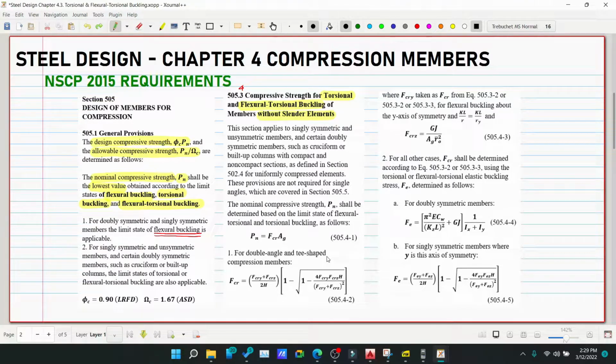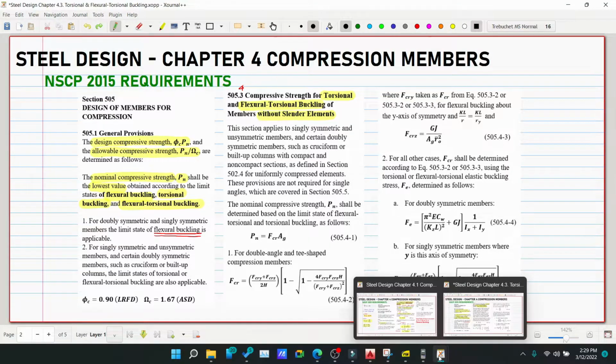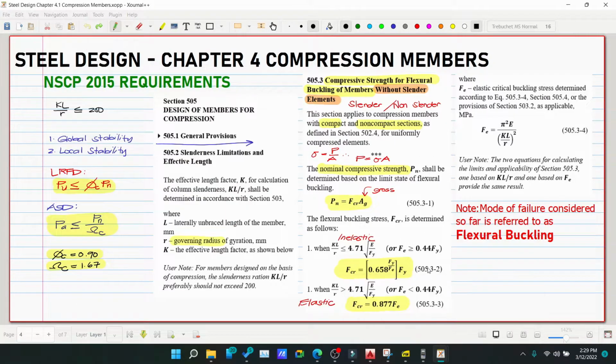Anyway, ayan. Para naman sa mga undergrad, ito yung para sa ating flexural-torsional buckling and torsional buckling. Okay? So, sabi rito, ang ating Fcry taken as Fcr dun sa ating equation 505.3-2 or 505.3-3. So, nasaan yun? Dito yun, sa napag-usapan natin kanina. Ayan. So, equation 505.3-2 and equation 505.3-3. Okay, ayan. So, this is our Fcr.